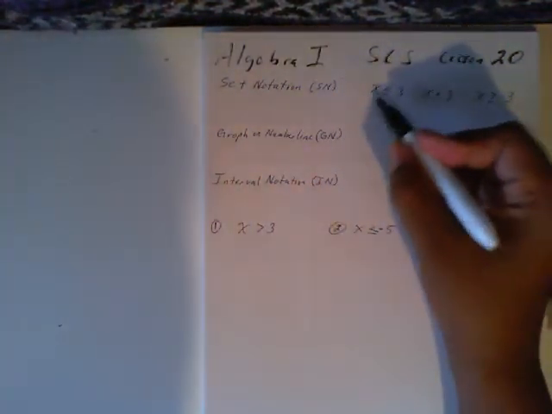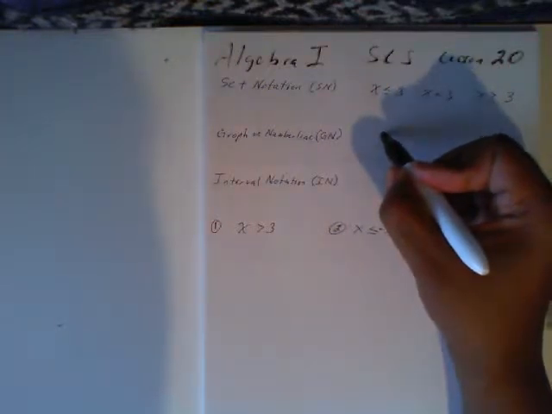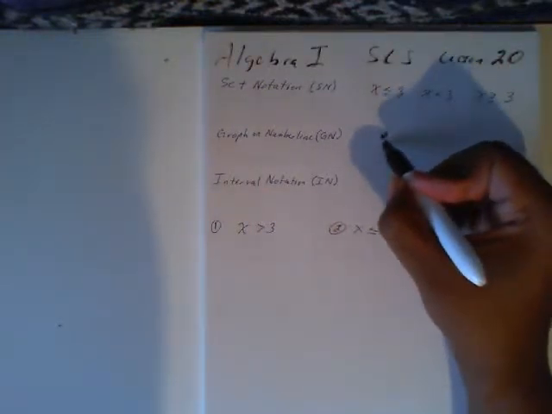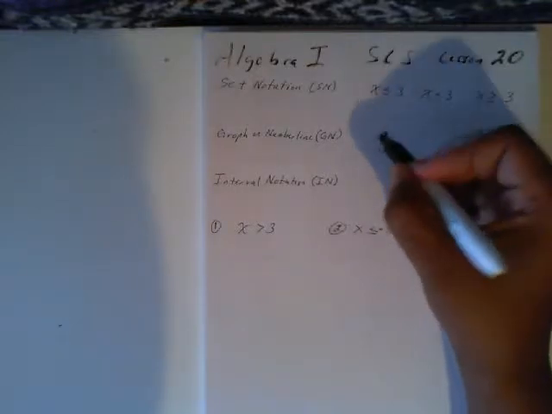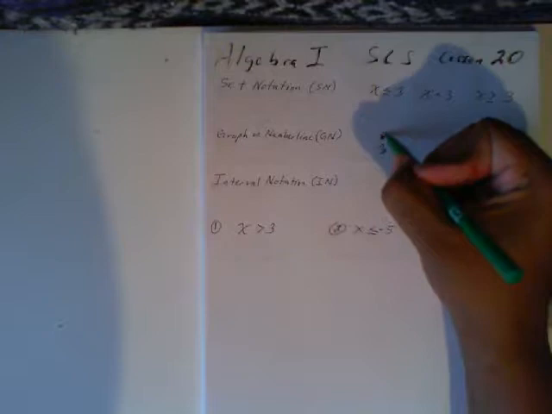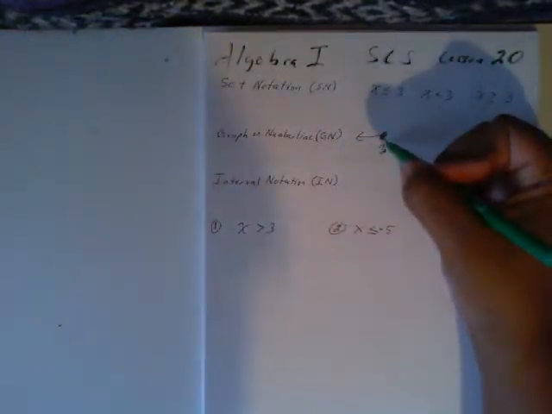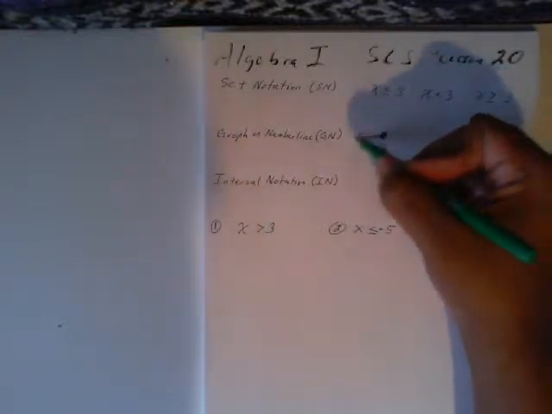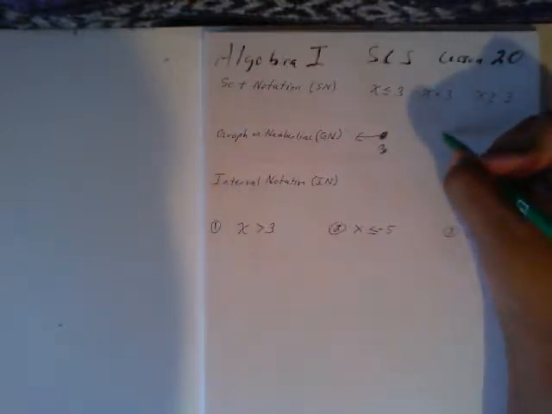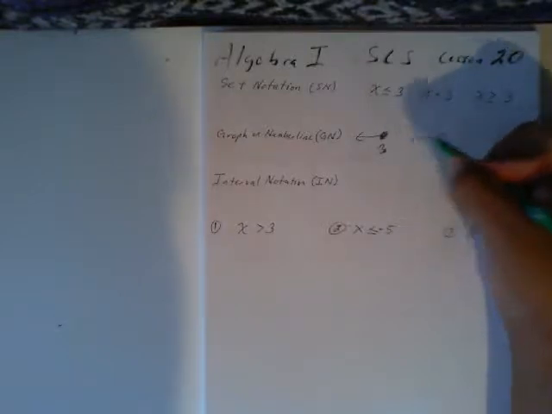So the graph of this right here, x being less than or equal to 3, we put a closed point at 3, and we go to the left. These are all the numbers including 3 and to the left of 3. X being strictly less than 3 with no equal sign underneath is all the numbers to the left of 3 but not including 3.